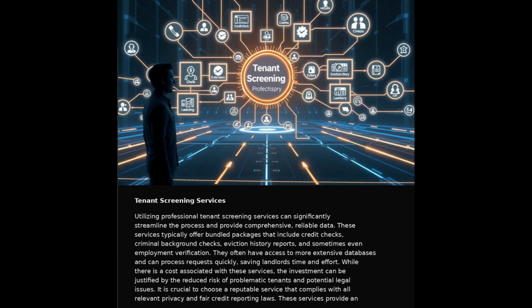While there is a cost associated with these services, the investment can be justified by the reduced risk of problematic tenants and potential legal issues. It is crucial to choose a reputable service that complies with all relevant privacy and fair credit reporting laws. These services provide an efficient and legally compliant way to gather information.